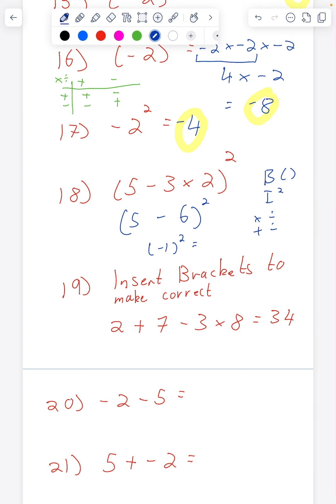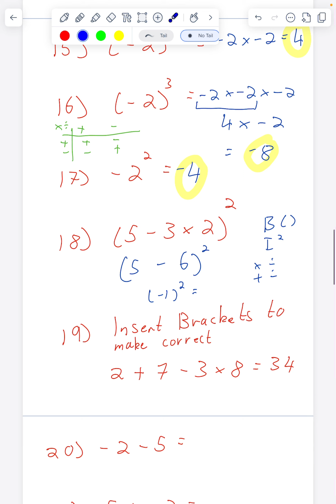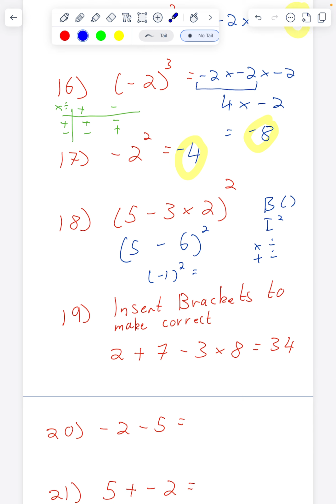Now this is a nice one. A bit like up here, we had negative 2 squared, which was minus 2 times minus 2. This means we've got negative 1 times negative 1, and we are multiplying 2 negatives, so you will get a positive answer. And 1 times 1 gives you 1, so 1 is the answer for this one.